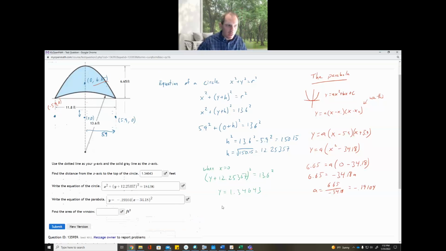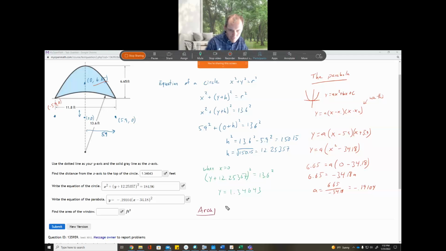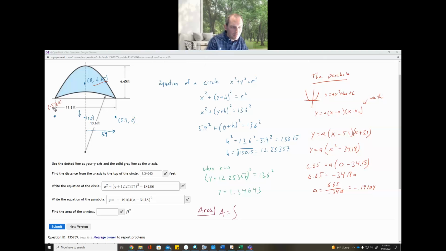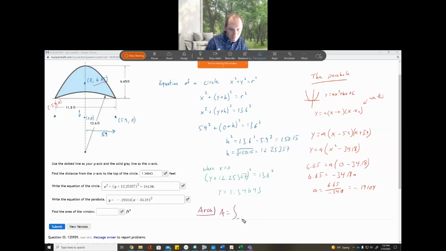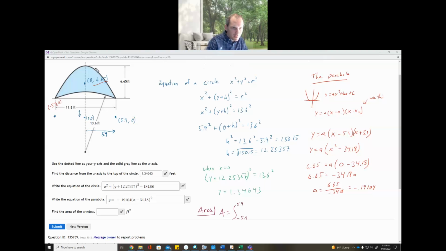All right, that was a lot of work before we even see an integral. And now to find the area of the window, what I'm going to do is set up an integral. Okay, so the area is going to be the integral from x equals negative 5.9 to positive 5.9. And I just want the top curve minus the bottom curve. So I'm going to take the equation of the parabola minus the equation of the circle.